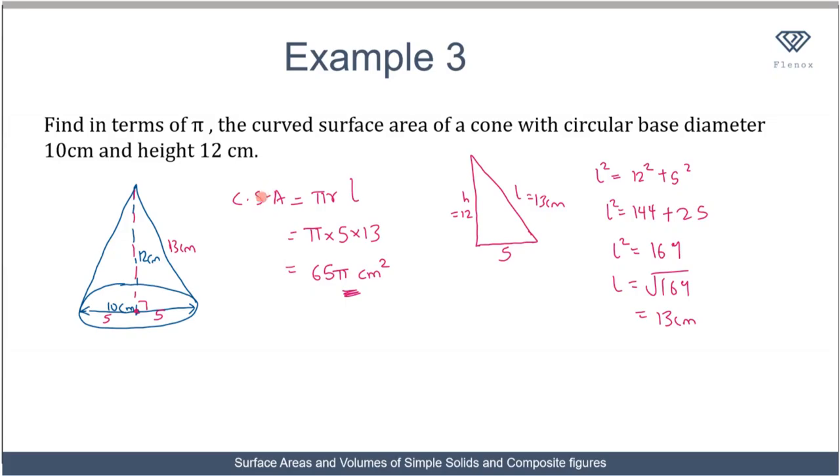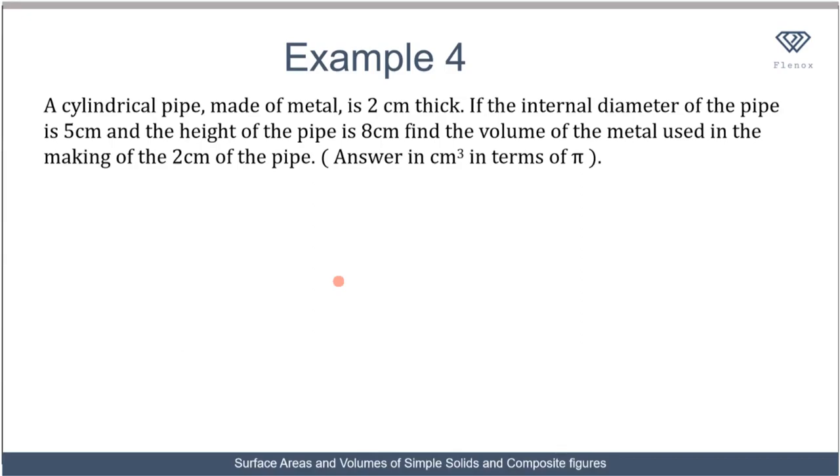So as you can see, the first thing we did was calculate the curved length by using Pythagoras theorem, since we knew the height and the radius. When we found the curved length, we just applied the formula, and we left our answer in terms of pi, because that was what was required of us, and we got our answer to be 65 pi centimeter squared. So let's move on to the next example.